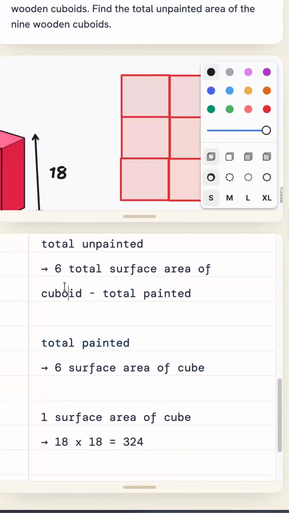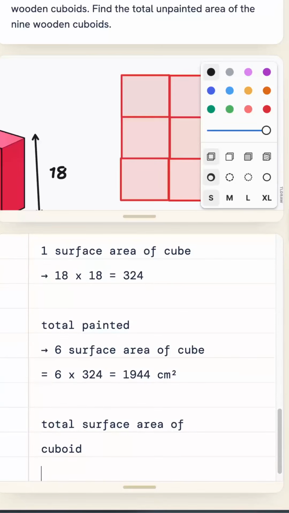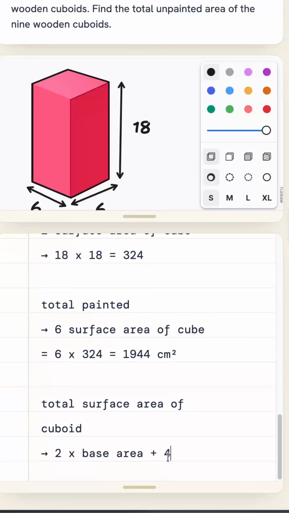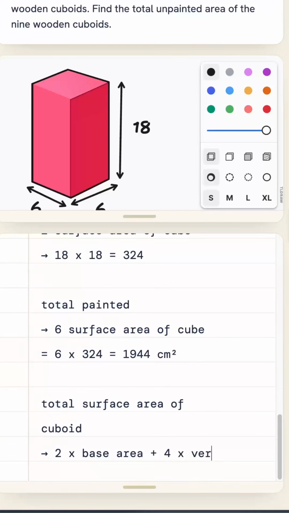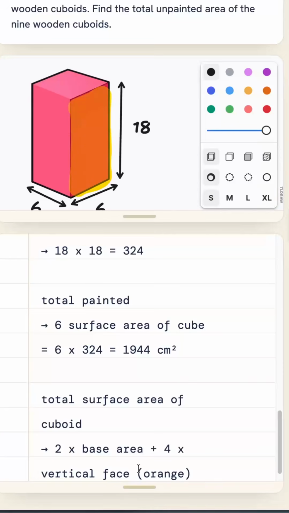So now we need to find the total surface area of the cuboid. So the total surface area of the cuboid itself is basically 2 times the base area plus, so the base area is here, right? Top and bottom. And then we want to get 4 times the, I call it the height area, or the 4 times the face or vertical face, which in essence is, if I can highlight it, yeah, which is this part over here, this yellow part over here. So yellow, orange. Okay. All right.